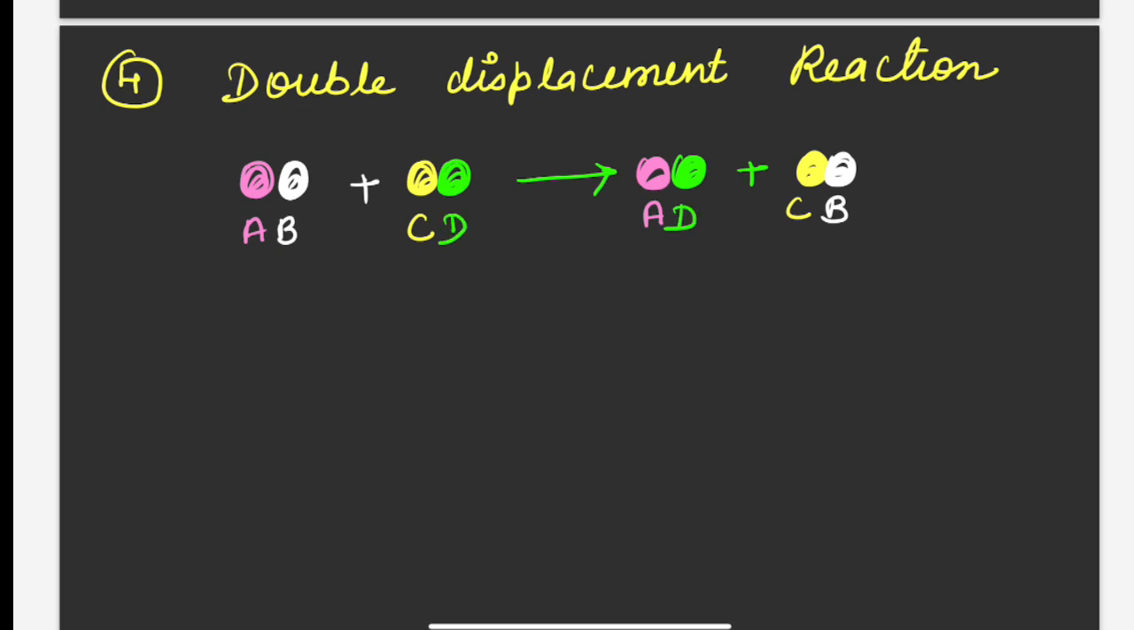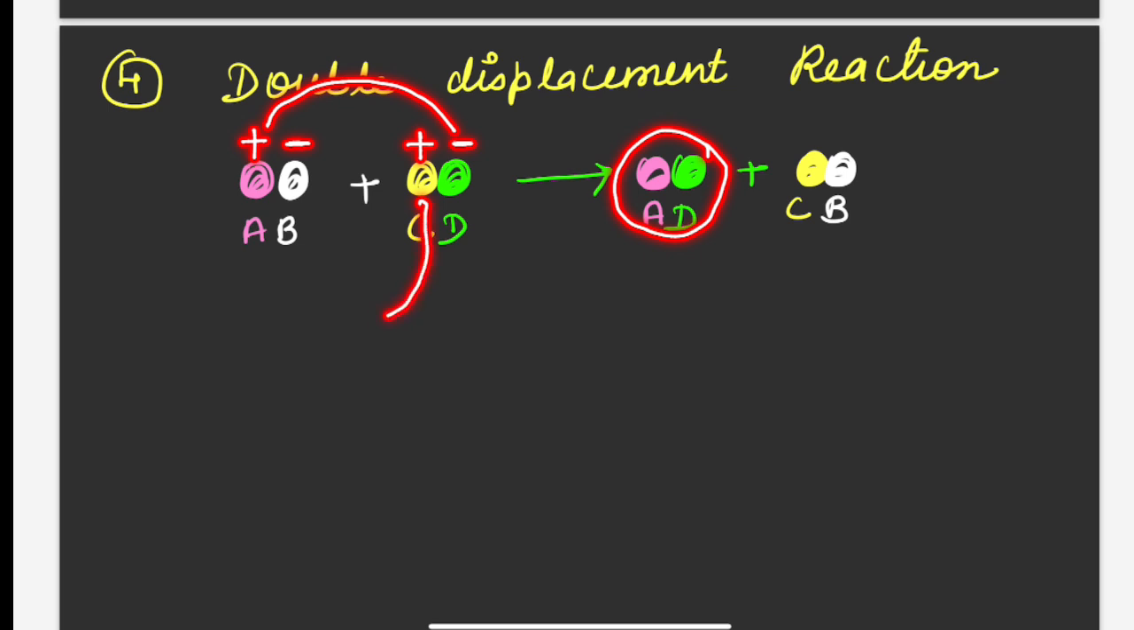So observe here what is happening. Here you have taken two reactants. Here the first one will be a positive ion, the second one will be a negative ion. Again here, positive ion, and this will be negative ion. So exchange of ions will take place. That is, positive ion is going to combine with negative ion. So A is combining with D. So you can see AD is the product which is formed.